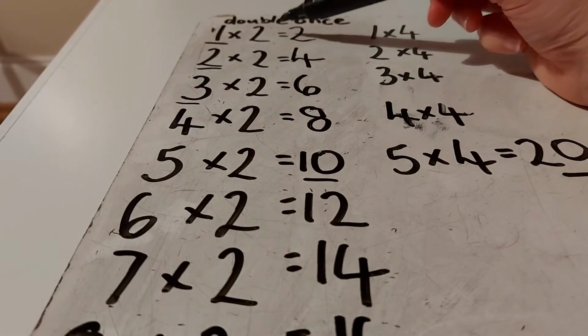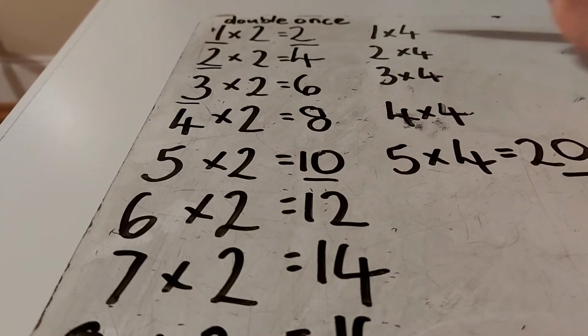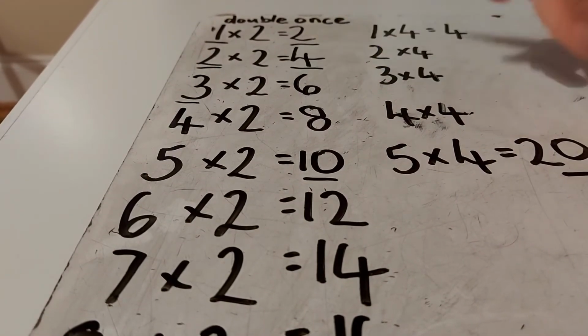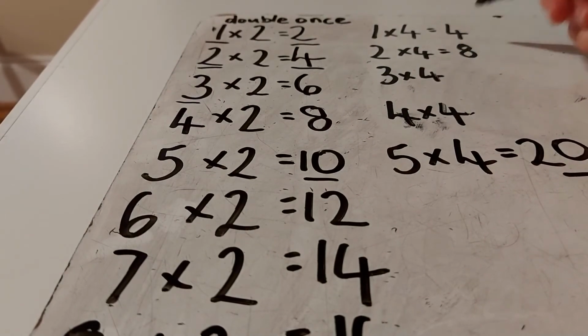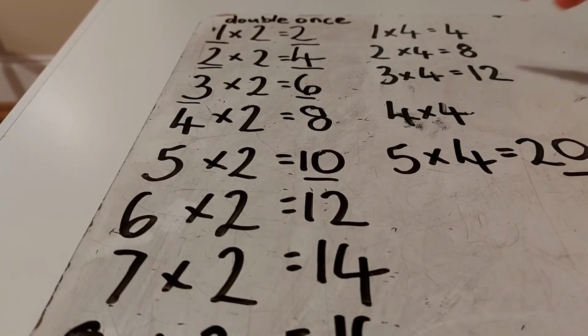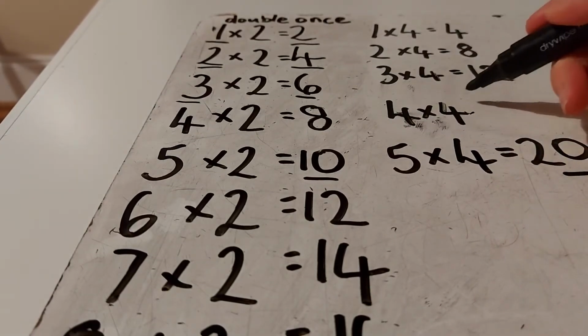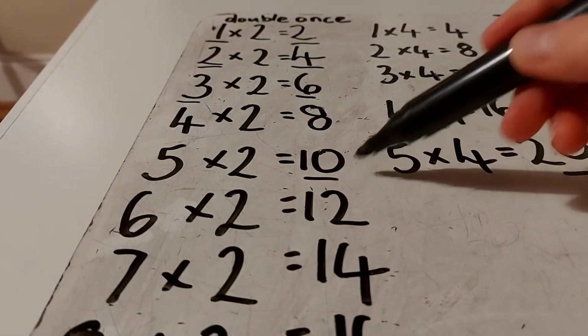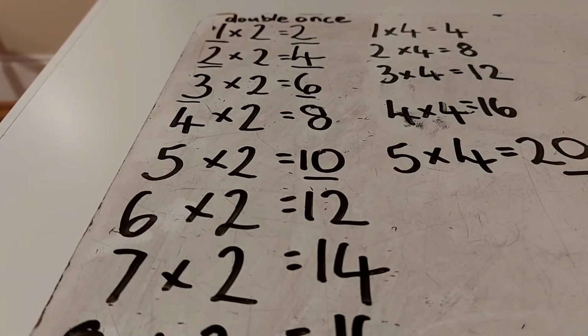So because 1 times 2 is 2, if we double that, the answer is 4. If we double 4, the answer is 8. If we double 3, the answer is 12. If we double 8, the answer is 16. If we double 10, as I said already, the answer is 20.